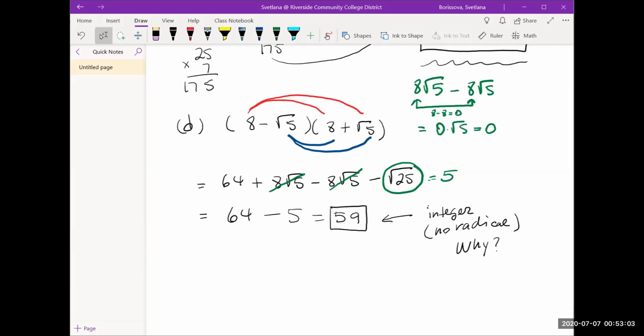Yes, very good, Amy. That's exactly right. So we multiplied 8 minus square root of 5 by 8 plus square root of 5. They look almost the same, with the exception that they have different signs in the middle. That's exactly right. And they even have names. So those two expressions, 8 minus square root of 5 and 8 plus square root of 5, are called conjugates.